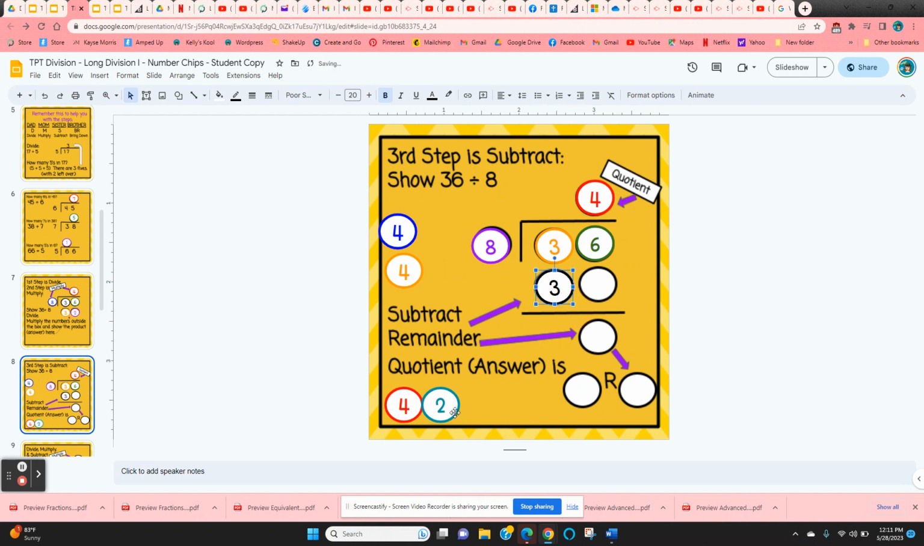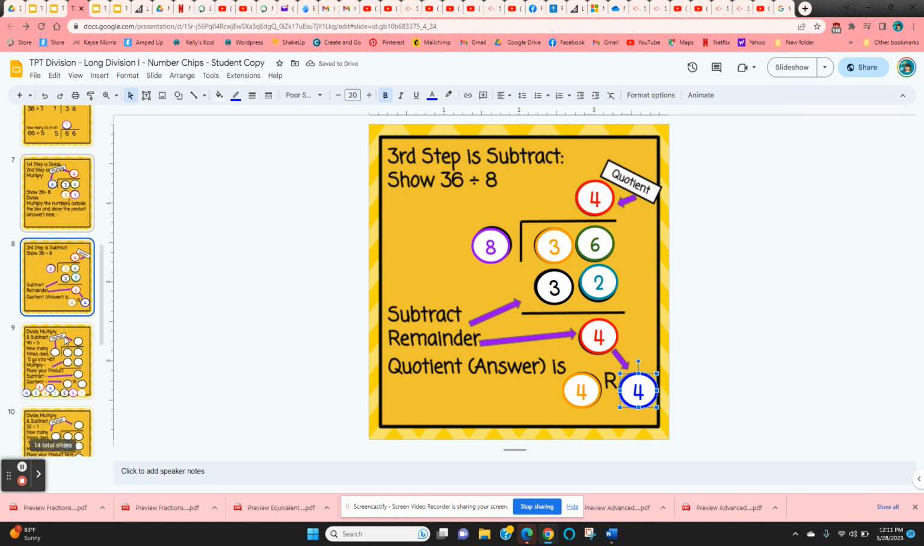Now we go on to the next step. So they've divided, they've multiplied. Now they're going to subtract. 36 subtract 32 will give them 4. Okay, so this problem's already complete. So they get the answer, the quotient, which is 4, and a remainder of 4. So the problems get a little bit more difficult as they go through.